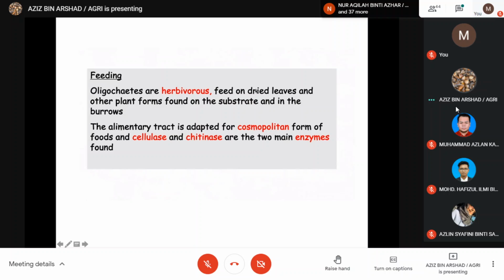Oligochaetes are herbivorous, that means they feed on leaves, dried leaves, and other plant forms found on the substrate and in the burrows. The alimentary tract is adapted for a wide range of feeding. And this special worm has cellulase. That means they can digest cellulose. If you give paper to them, they have cellulase and can digest newspaper easily. And they have chitinase as well, which are the two main enzymes found in the body.